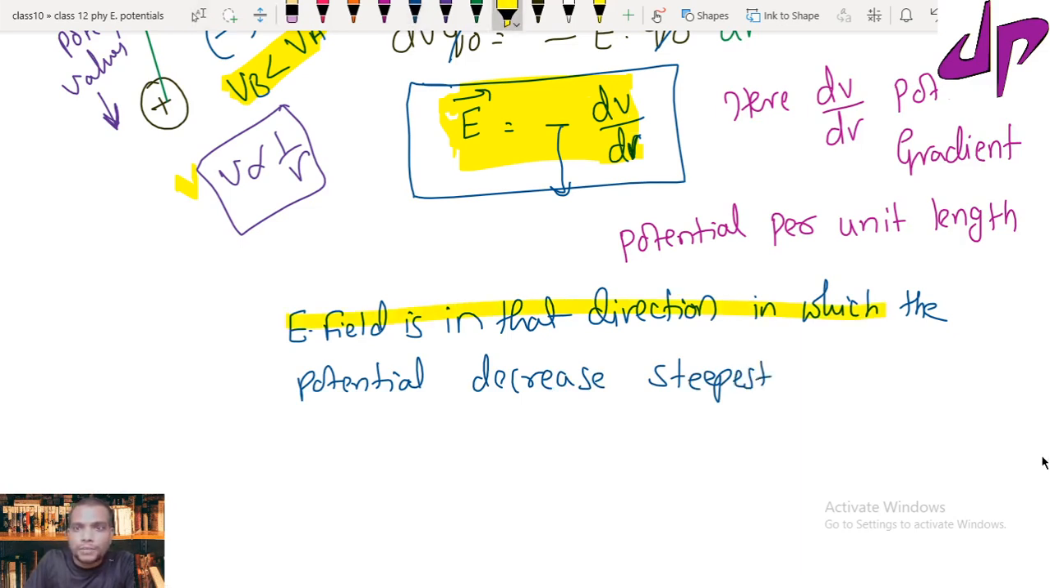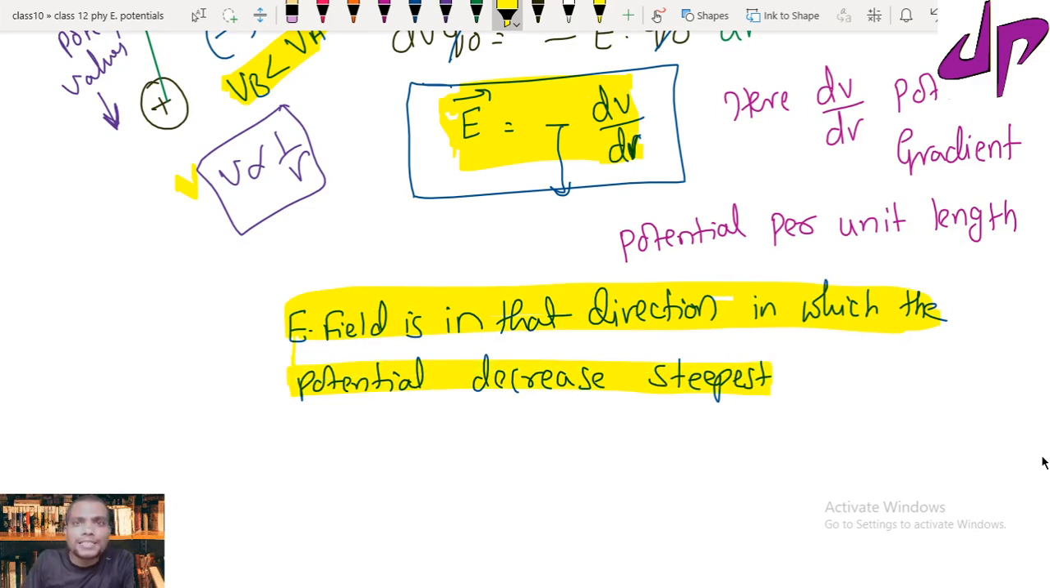So finally, the relation between the electric field and the potential, which we can mention as E bar equals minus dV by dr. Here dV by dr we mention as potential gradient, which is also known as potential per unit length. And the negative sign shows the decrease in the potential. In that direction only the electric field is represented. The electric field is in such a direction where the potential decreases steepest.